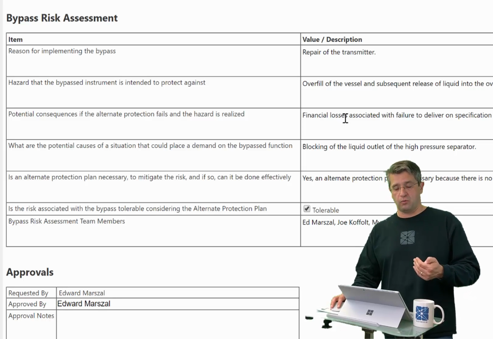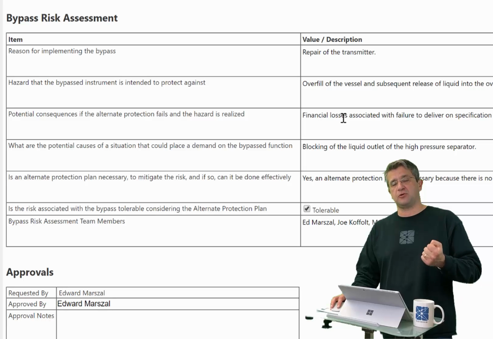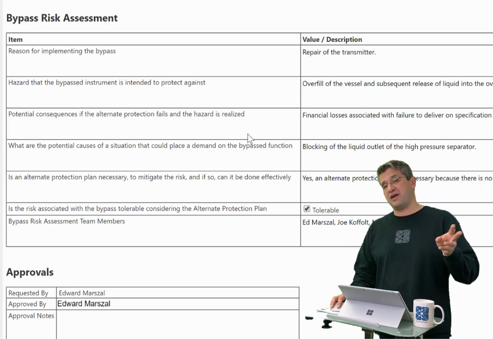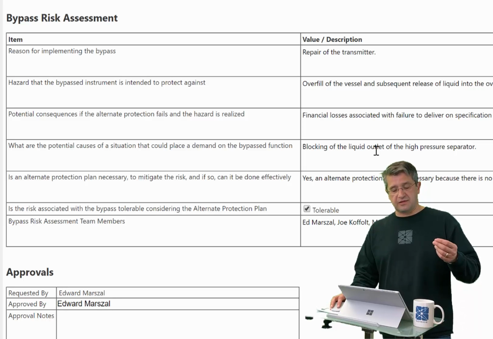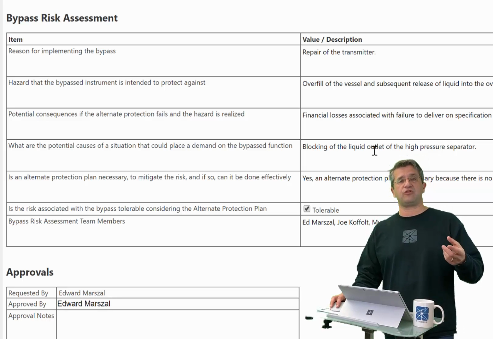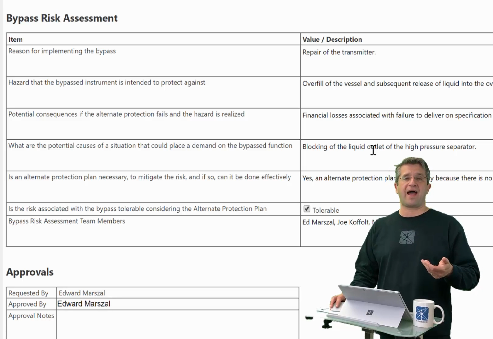So what consequences can actually occur because you put something into bypass and the alternate protection plan failed to be able to return you to a safe state when it needed to. Then the next question asks about the causes or the initiating events that could cause the safety function that is being bypassed to be called upon to act.